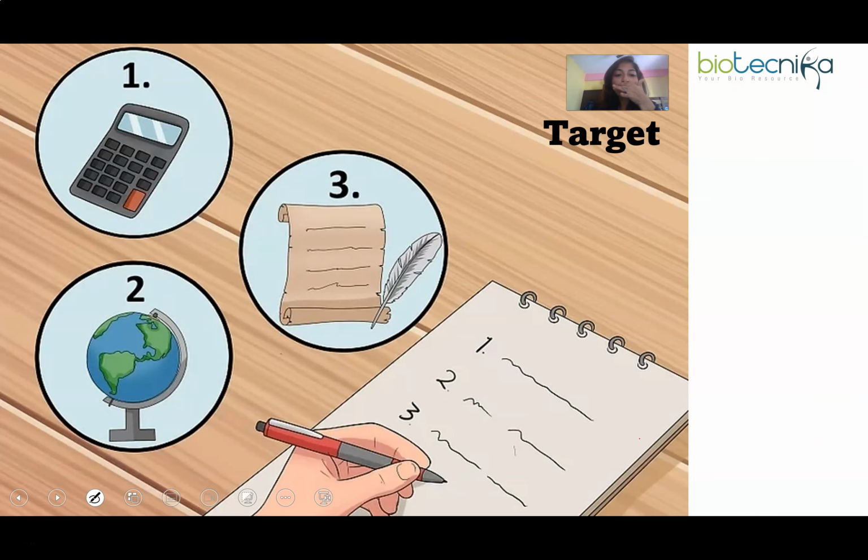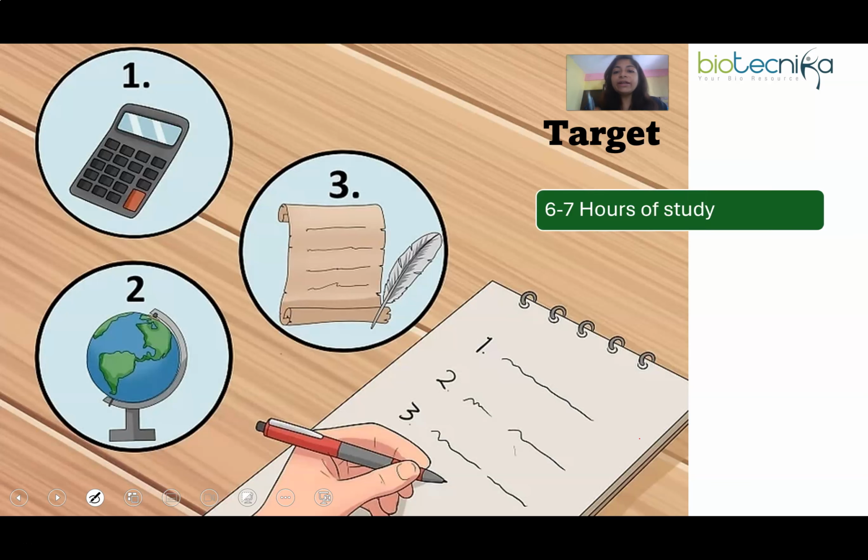All right, now what should be your target then? When you are preparing for the CSIR NET exam, your target should be 6 to 7 hours of study. Now see, I am giving you this target considering that you have taken a gap and your sole purpose is to prepare for the CSIR NET exam.